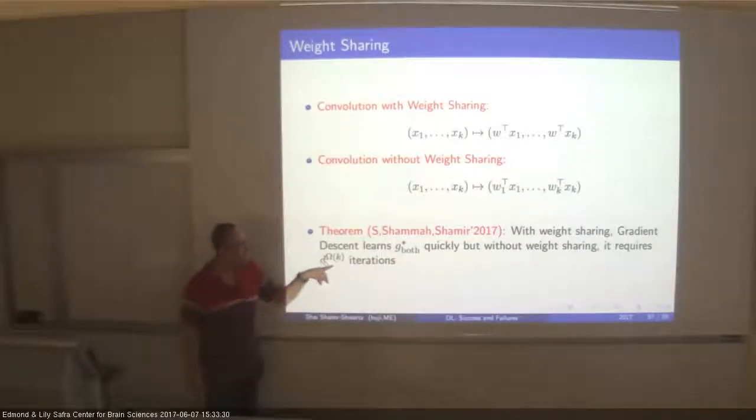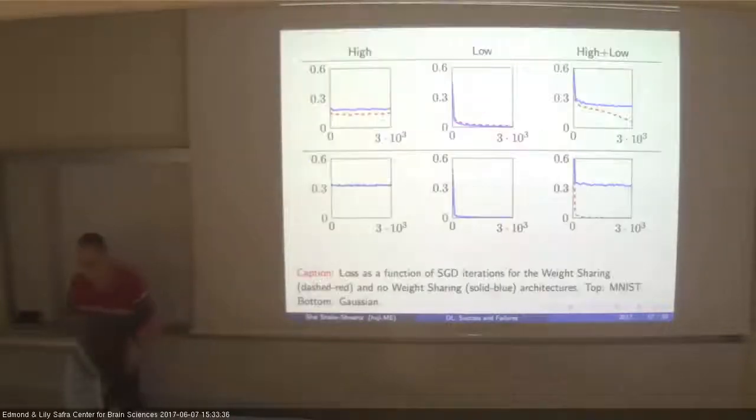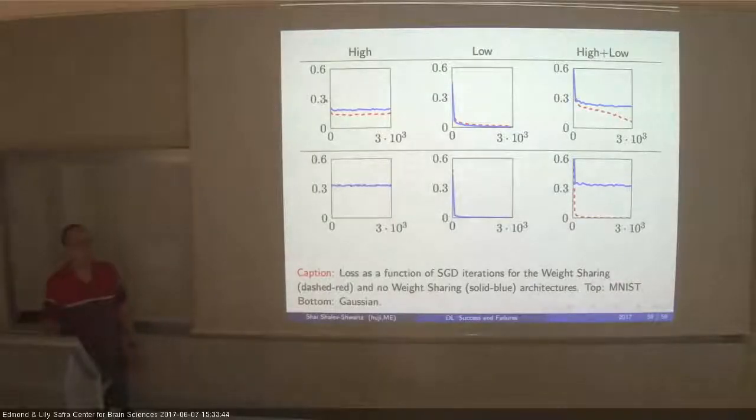But if we don't have weight sharing, then we need an exponential number of iterations for gradient descent, which is in line with what happens in practice. On the top here, you see what happens on real data, on MNIST. And on the bottom, you see our theorem, which is on synthetic data, where we assume Gaussian inputs and all these simplistic assumptions. And you see that basically the same phenomenon happens in both. So if the target is only high frequency, convolution will not help you, nothing will help you. You cannot learn just high frequency functions.